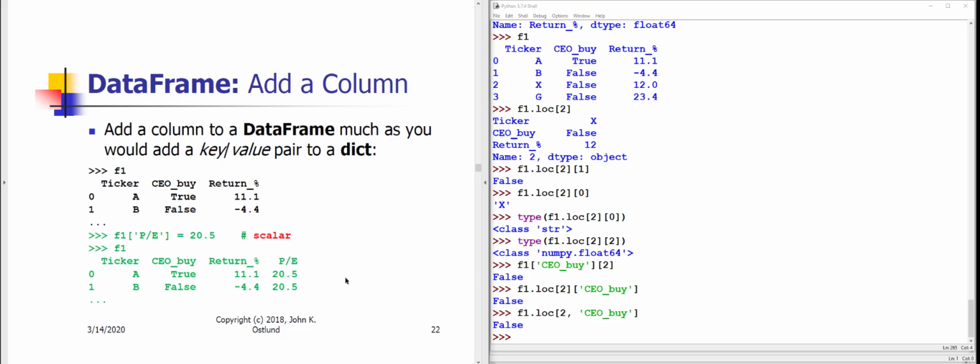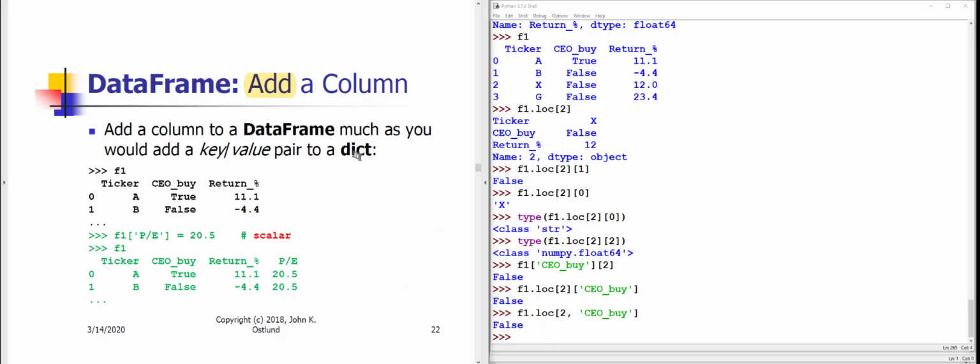Okay, so we introduced the idea of a data frame. We introduced the idea of constructing a data frame from a dictionary. There are other ways that you can construct data frames as well. And then we took a look at how you can access individual columns, individual rows, and individual cells within the data frame. Now, if you want to add another column to the data frame, this is easy to do.